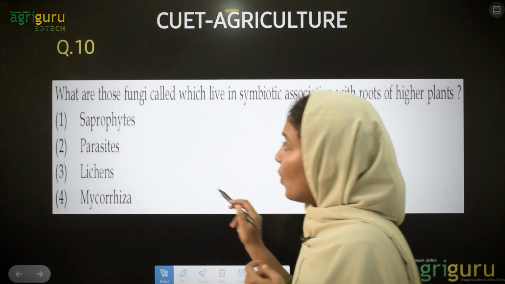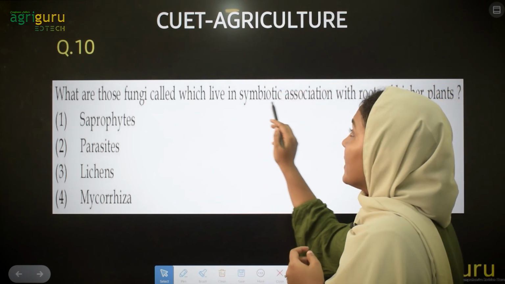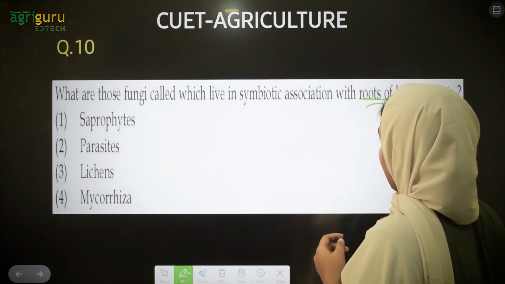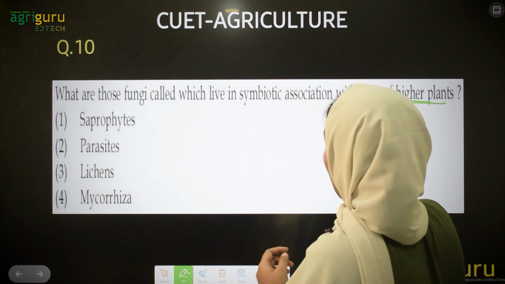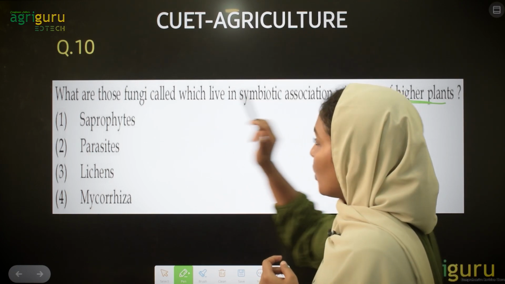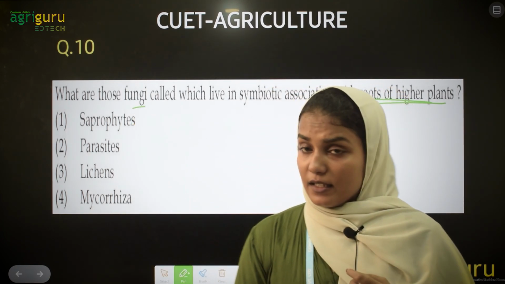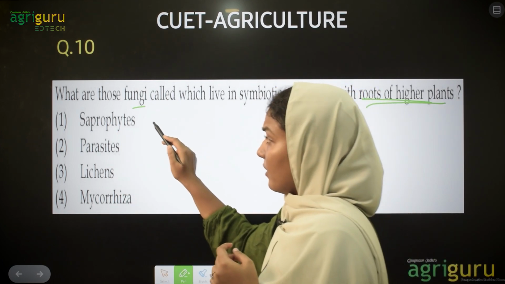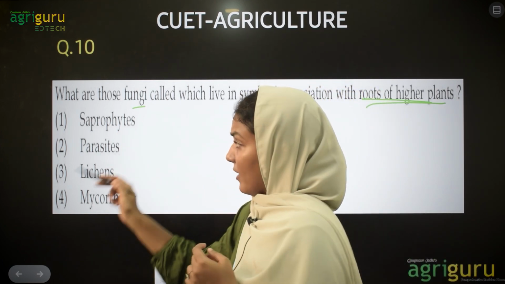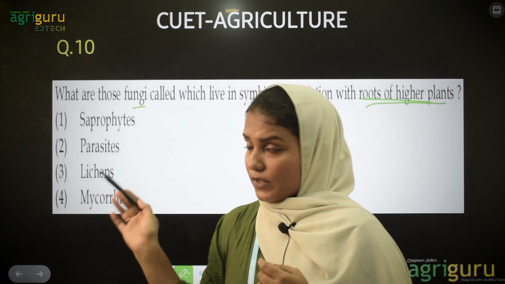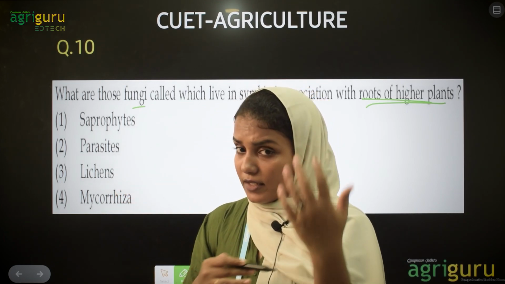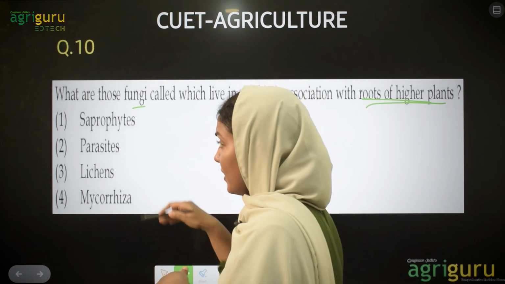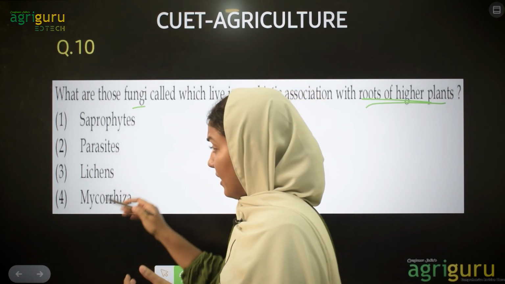What are those fungi called which live in symbiotic association with roots of higher plants? Symbiotic association of fungi with the roots of higher plants. What is the answer? Saprophytes are organisms that feed on dead and decaying matter. Parasites are not an association. They are organisms that feed on others, depend on others and derive nutrients, and usually cause diseases.